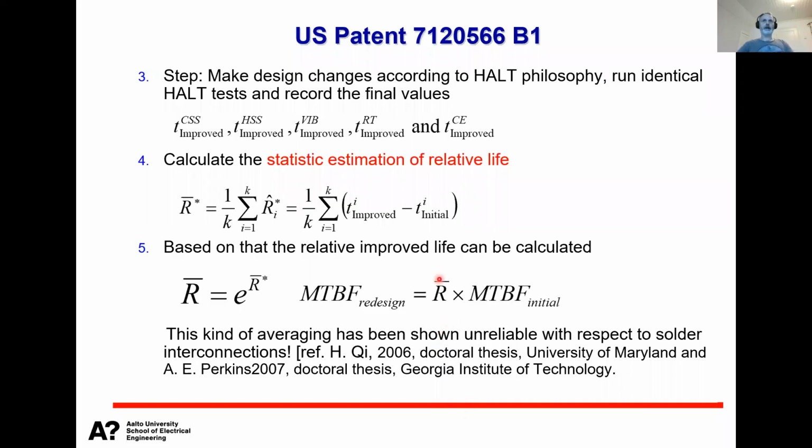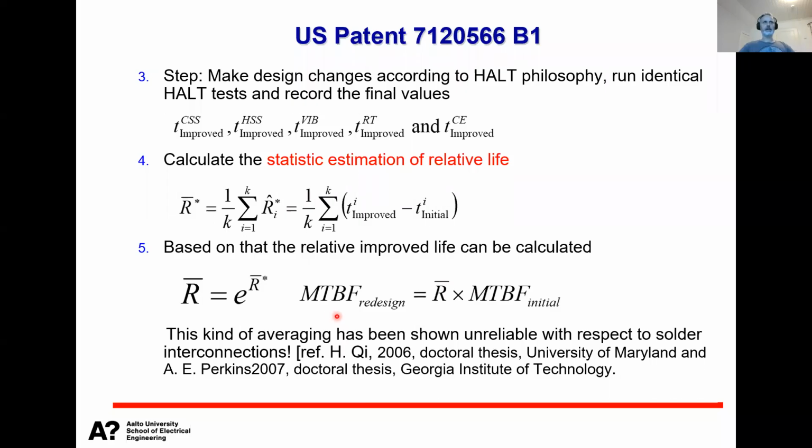So hopefully you understand my maybe confusing explanation. Starting point, you have certain times, then you make the corrective actions, you have final times, then for every test you calculate the improvement, and you take an average of those improvements, and then you multiply the original value with the, let's say, relative improvement, and you get the final value.